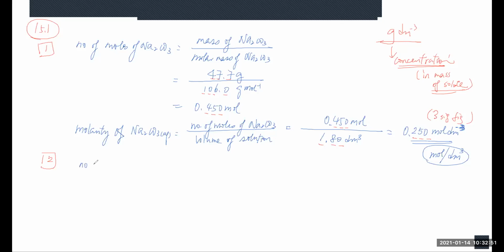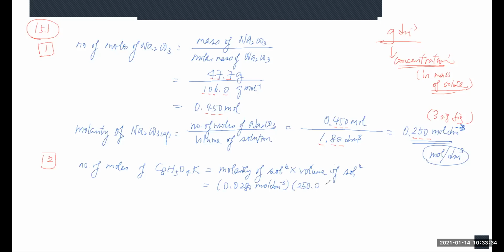So the first one is to find out the number of moles of the KHC8H4O4. You may find it as the molarity of the solution times the volume of solution. So molarity is 0.0280 mole per dm cube, while the volume is 250.0 cm cube. But once I mark it like this it is problematic. You need to change cm cube such that it is in line with dm cube, and by doing so you can get the answer as mole.